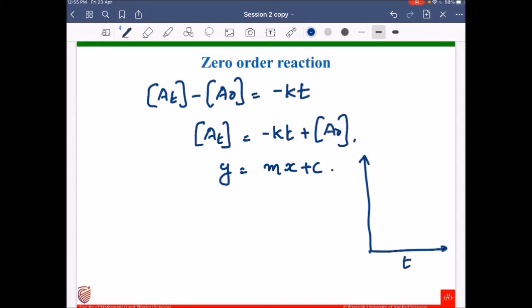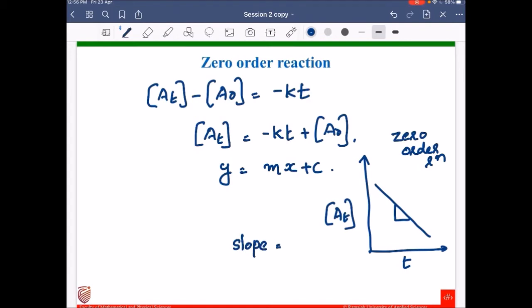So if I draw a graph with t on the x-axis and concentration with respect to t on the y-axis, I will get a straight line for a zero order reaction. And if you calculate the slope, it will give you information about the rate constant.